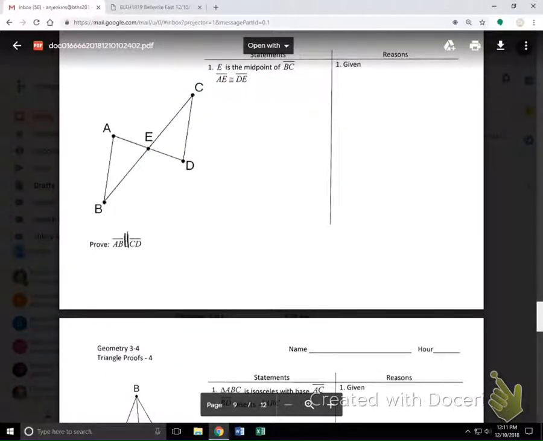Okay, so our next one, we see that E is the midpoint of segment BC. And we see that AE is congruent to DE. So we're going to draw in what we know. So we see that AE is congruent to DE. And then our second part is, based on the fact that it's a midpoint, what do we know?